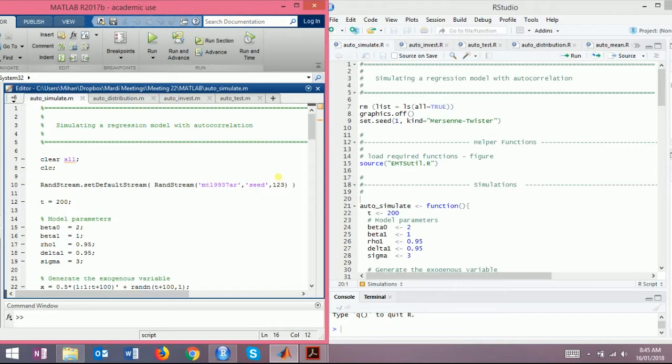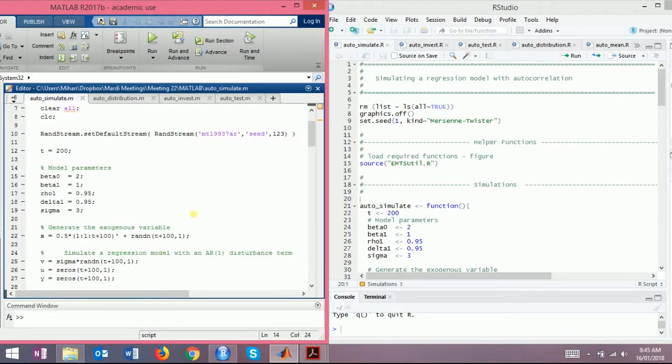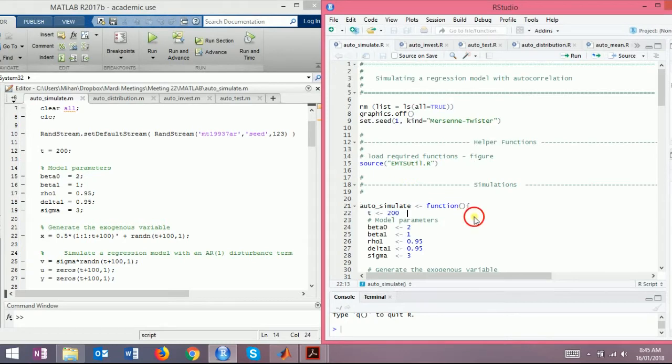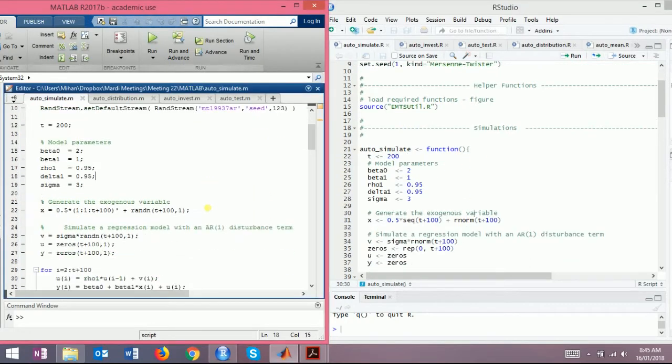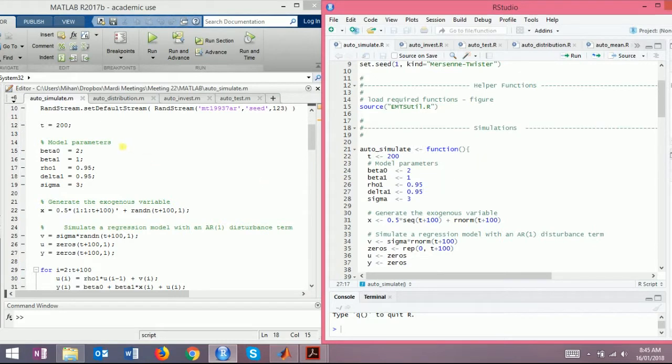First, you know, all equals true, is all true list is equal to, is rm remove object, clear all, clc, graphics of random stream, set global stream, set seed 1, kind Mersenne twister. T equals 200. Then load the function and auto simulate. We are going to put everything in a simulation function. So T equals 200. Given parameters are beta 0 2, beta 1 1, rho, delta is given, sigma is given.